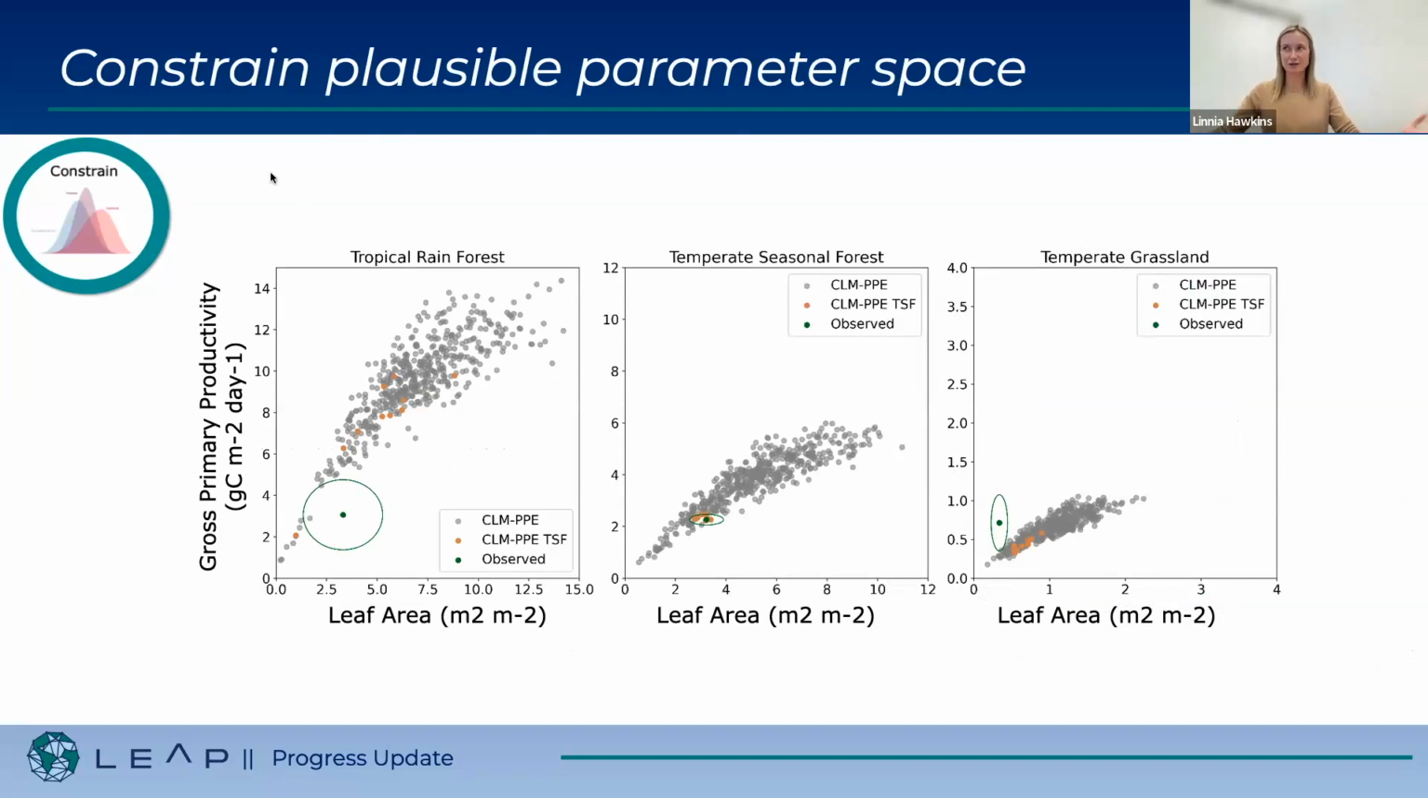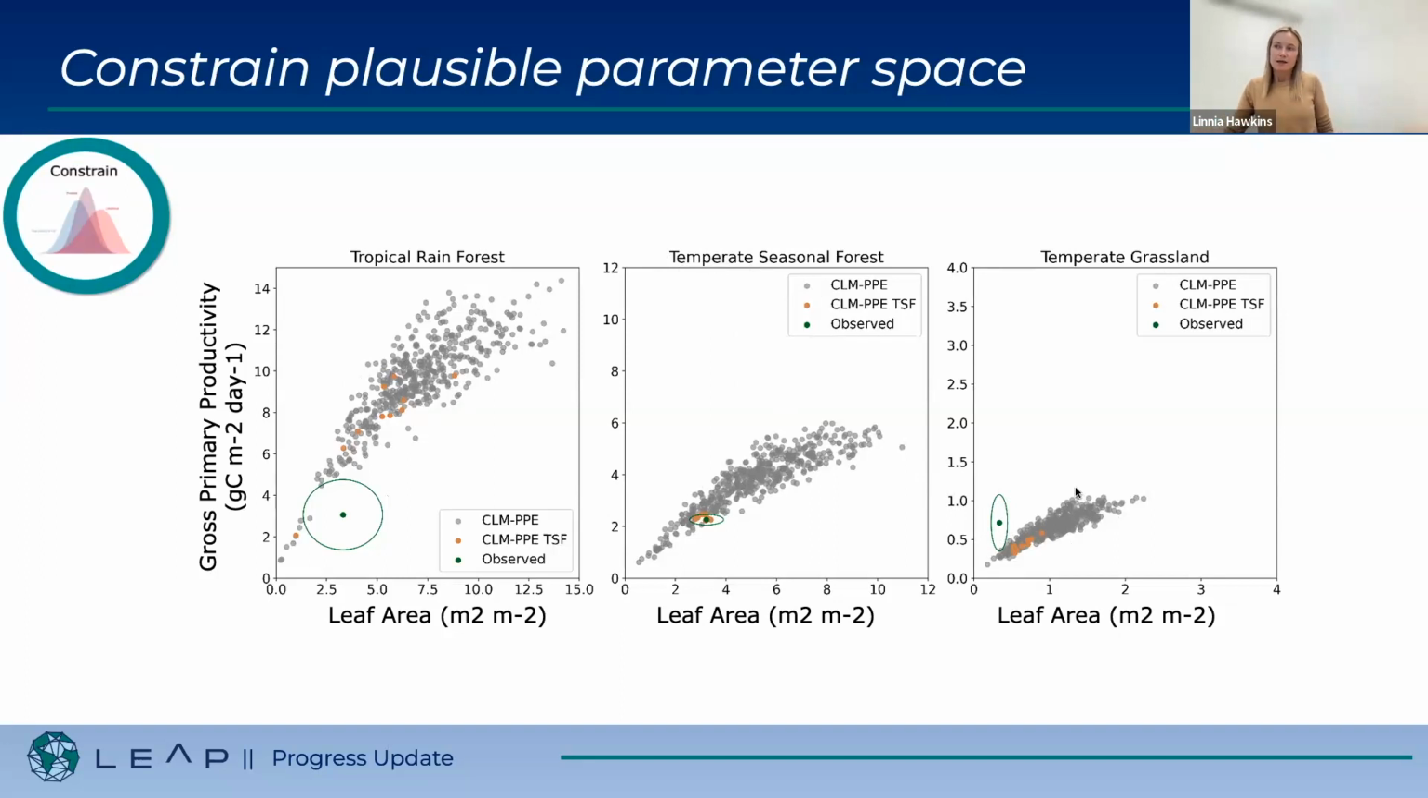The next step is to constrain our plausible parameter space. And we were running into this challenge where in some regions of the world, tropical rainforests, we may need to turn the gross primary productivity down, and in other regions, temperate grasslands, we might need to turn the gross primary productivity up. And so we're finding that it was challenging, if not impossible, to identify combinations of parameters that achieved both of those improvements in the model without degrading other regions. So for example, if we select these orange ensemble members that perform well in this temperate seasonal forest, there's no guarantee that those are going to perform well in the rainforest or in the temperate grassland.